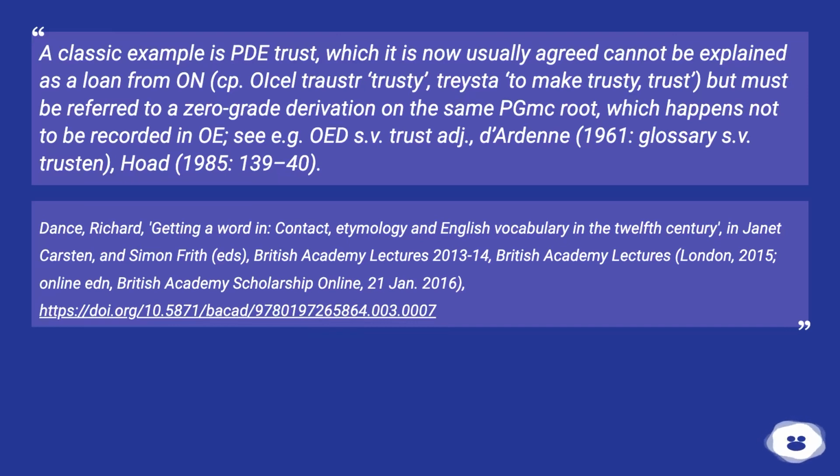See for example OED s.v. trust, adjective, Dardenne 1961, Glossary s.v. truston, Hode 1985, 139-40. Dance, Richard, 'Getting a Word in: Contact, Etymology and English Vocabulary in the 12th Century', in Janet Carston and Simon Frith, eds., British Academy Lectures 2013-14, British Academy Lectures, London, 2015, online edition, British Academy Scholarship Online, January 21, 2016, this URL.